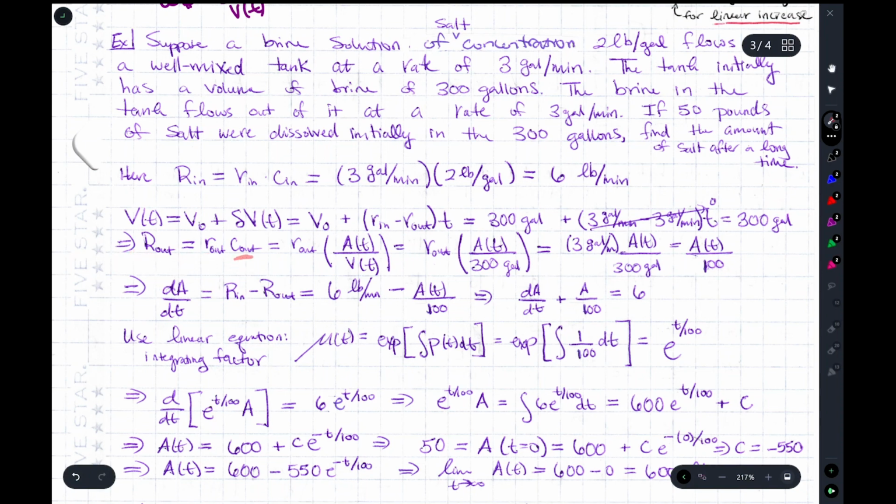What about capital R out? Well, that's r out times the concentration coming out. And we have r out, it's 3 gallons per minute, but the concentration we don't have. Initially, we have the initial concentration. It's 50 pounds over 300 gallons. That's the initial, but that's going to be changing in time. So you can't just assume that the initial concentration is going to stay fixed because you're pumping in a brine solution with a different concentration. And so we'll get this relation here, 3 gallons per minute for r out with this concentration, and 300 gallons is the volume, which stays constant, and so you get A of t over 100 there.